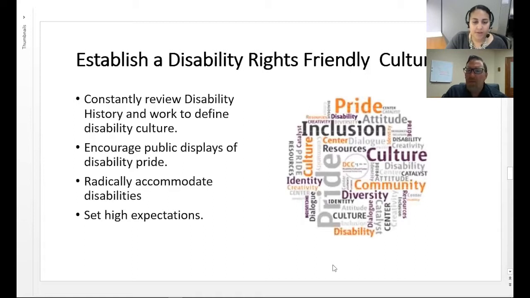So within those staff meetings, one of the things that we really try hard to do is to establish a disability rights friendly culture within our office. There's, I believe it's called the Wordle, here on the side, that has a whole bunch of words like pride and inclusion and resources and culture and identity and all those different kind of disability rights words that we all know and love. And so within that, again, going back to these staff meetings, we constantly review disability history and work to define disability culture.